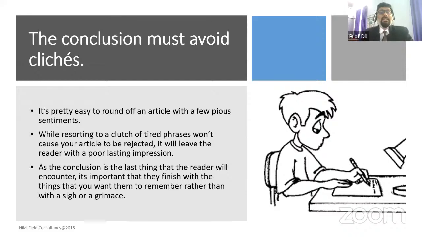As the conclusion is the last thing that the reader will encounter, it's important that they finish with the things that you want them to remember. All the things that they have read in that paper continuously recall to that particular reader: oh my God, they did this population, that analysis of this finding, and these are the contributions they make. All these things recall at any point of time. And that paper always stands alone. And that paper gives you the beauty of it.